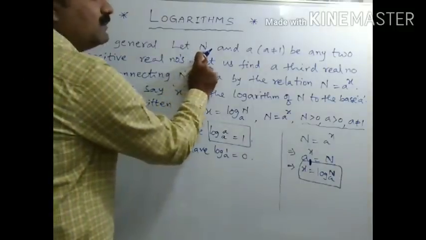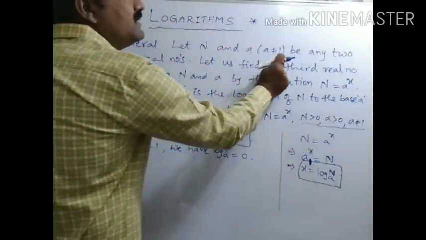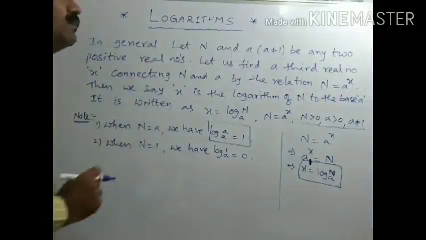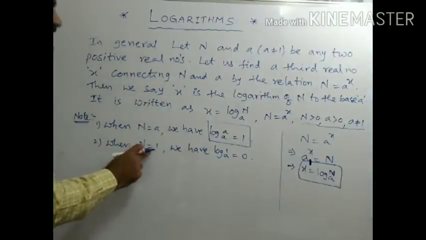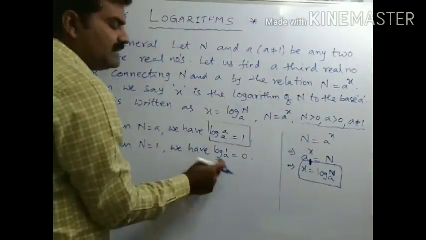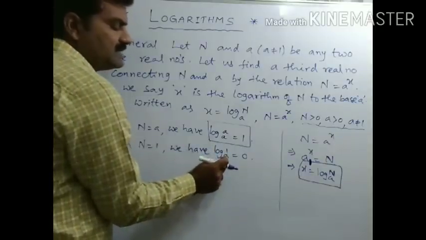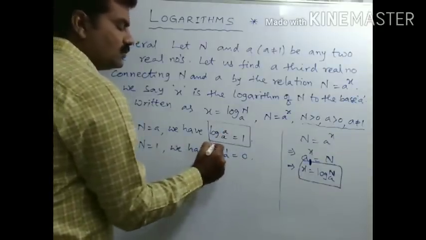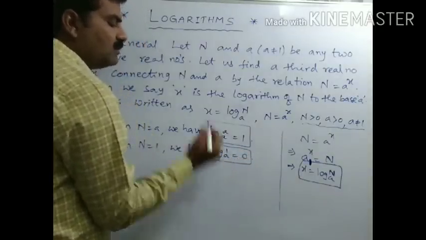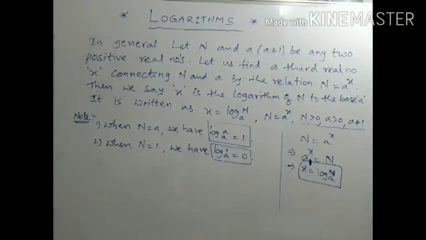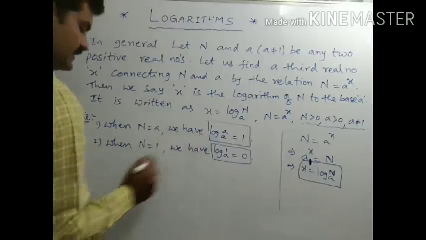N can be 1, the only condition is that a should not be equal to 1. N can be 1, no problem. So if n is equal to 1, then generally we can write log 1 to the base a, which is 0. So please remember that log 1 to the base a is equal to 0. Right? From this, I want to write a few more examples.